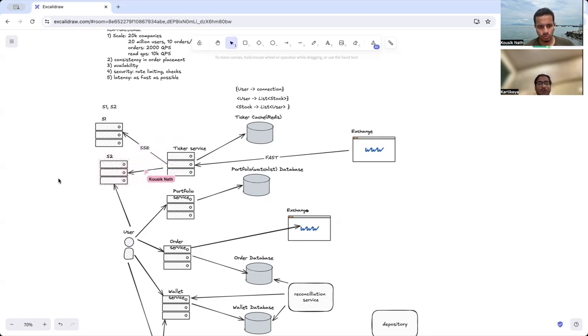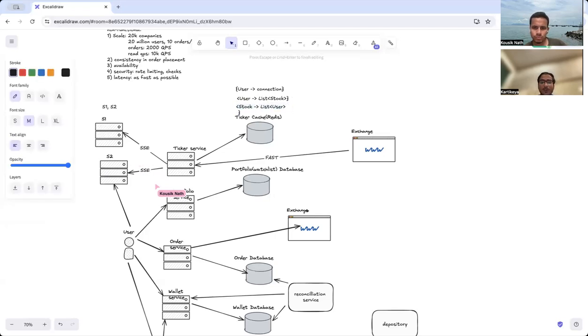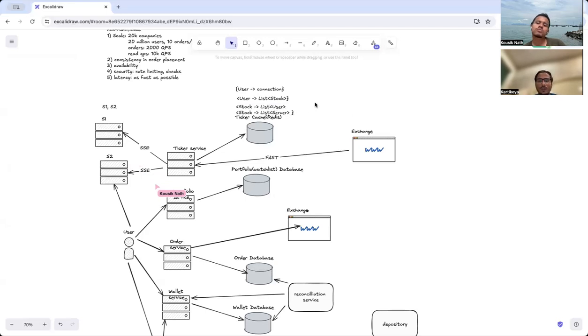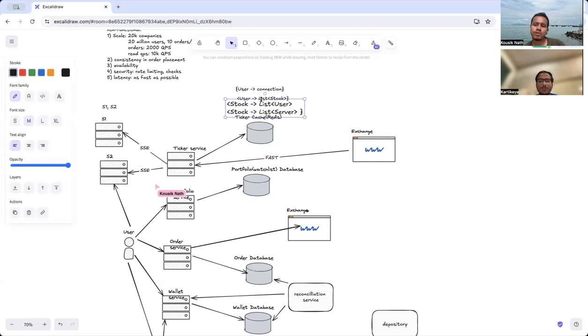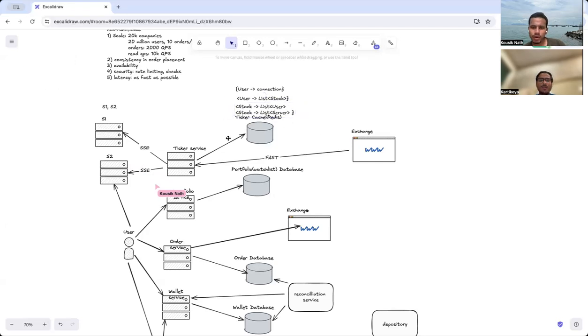So how it will work is, once the ticker service receives the data from the exchange, it will go to the cache, and in the cache we will store one more entry which will look like this: this stock has been subscribed by these servers. So we will keep an entry like this here. How will you get this entry? This entry we will get. So let's say.